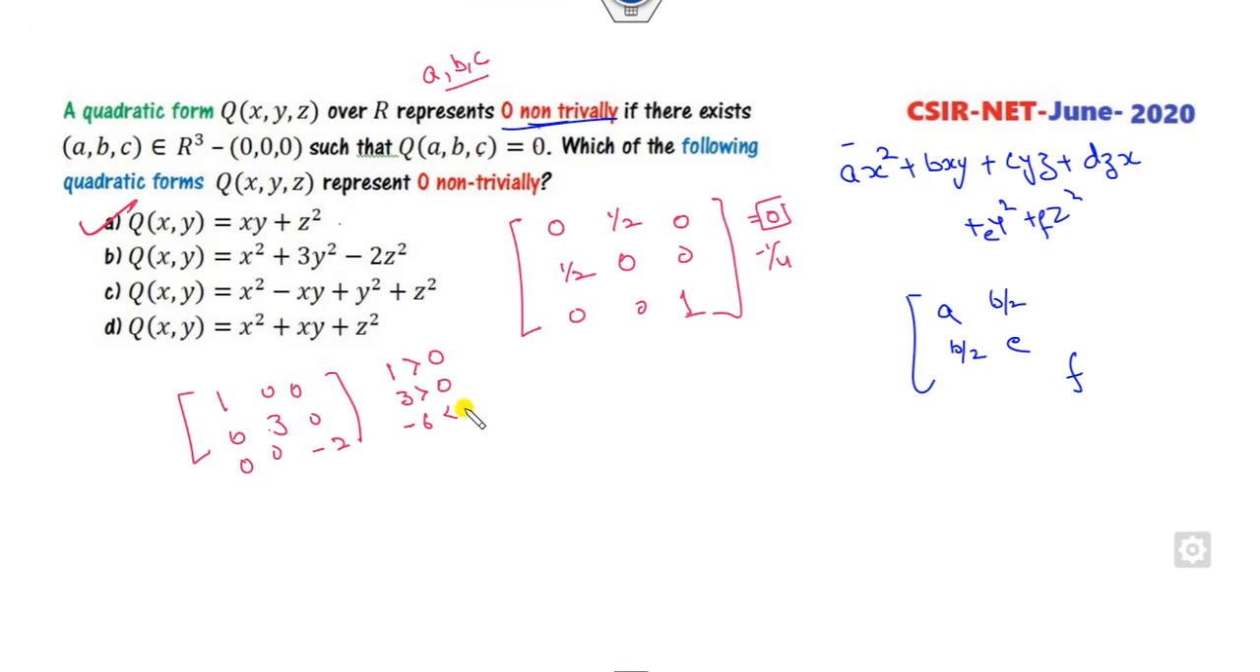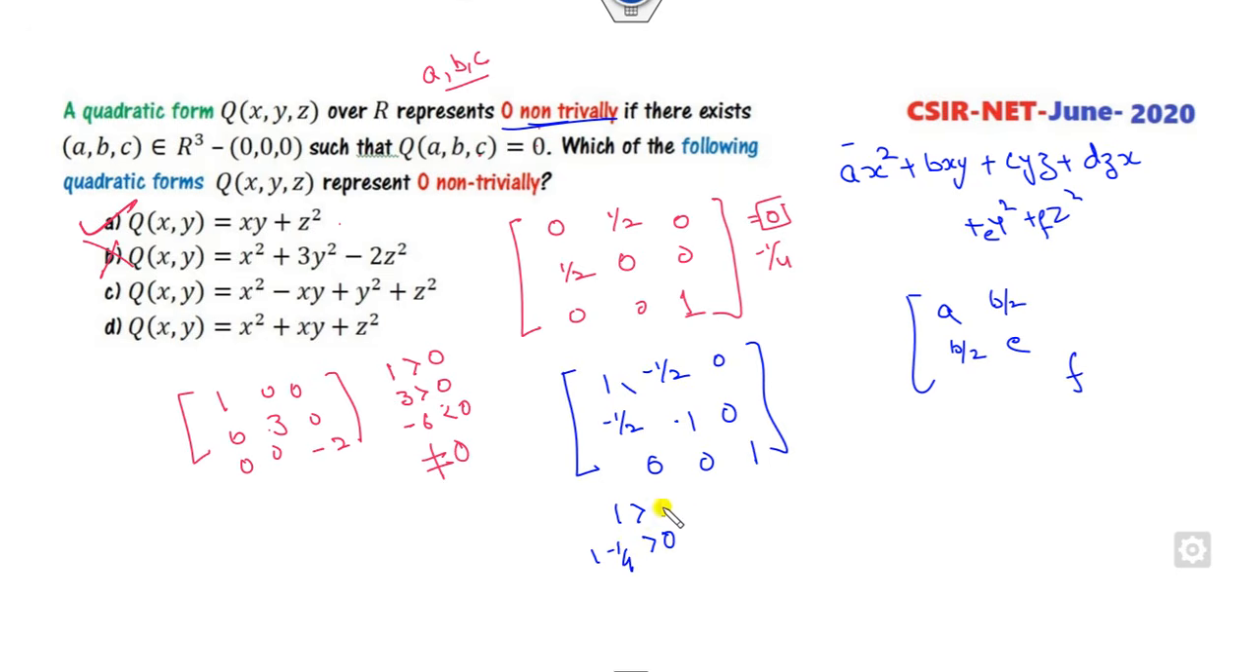Third is minus 6 less than 0. But none of the values is 0, so this option is cancelled out. Look at another one: 1, 1, 1, minus half, 0, 0, 0, 0. First value is 1, greater than 0. Second value is 1 minus 1 by 4, again greater than 0. Third value is itself 1, which is greater than 0. None of the values is 0, so this option is cancelled out.